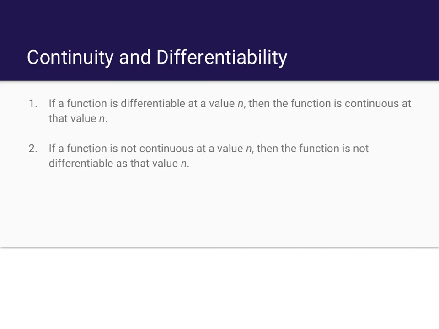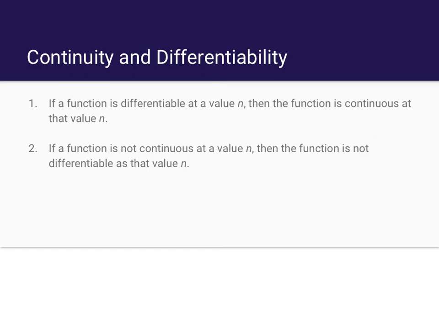The first version of the theorem says if a function is differentiable at a value n, then the function is continuous at that value n. So this means that if we can take the derivative and show that that derivative exists at a particular number, then we automatically know that our function is continuous there.